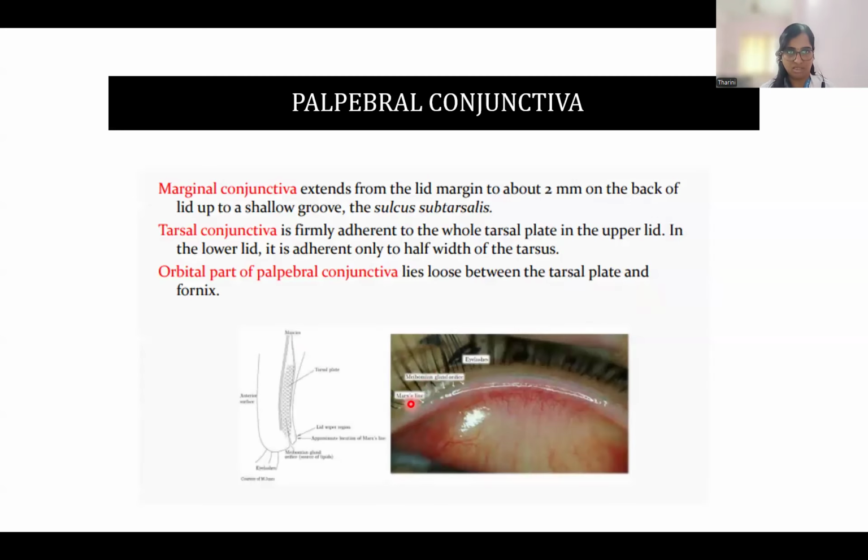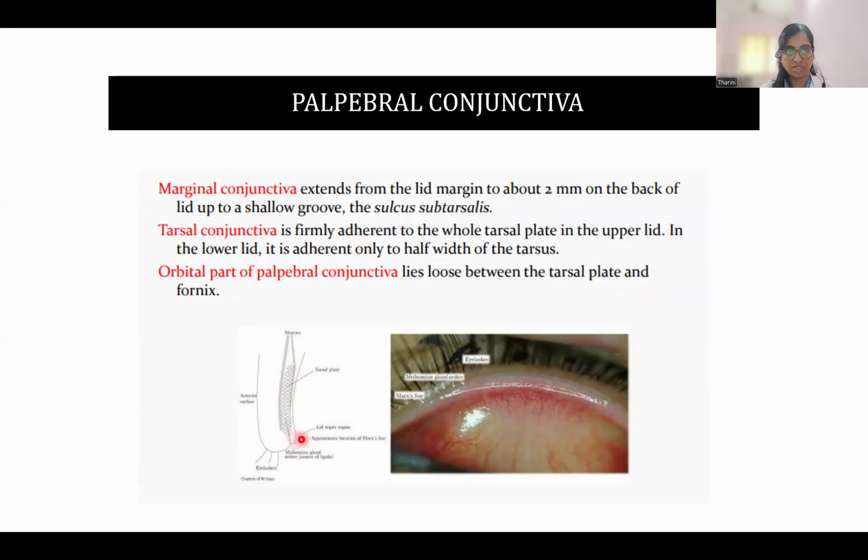The palpebral conjunctiva has three parts: marginal part, tarsal part, and one more part, the orbital part. This is the cut section of the eyelid. In this cut section, we can see the tarsal plate, and this is the lid margin.